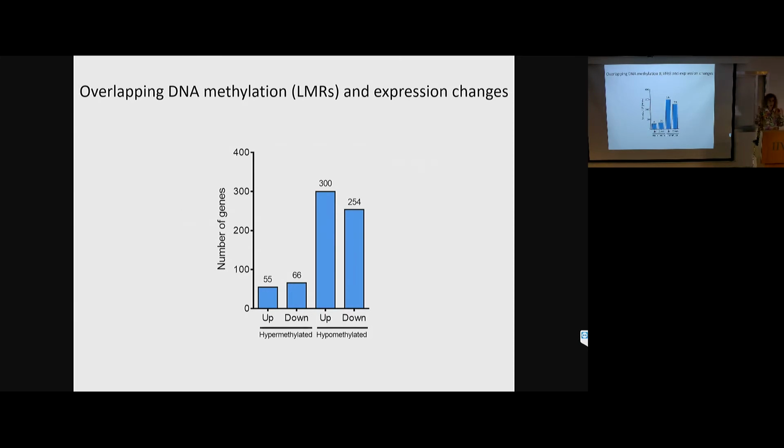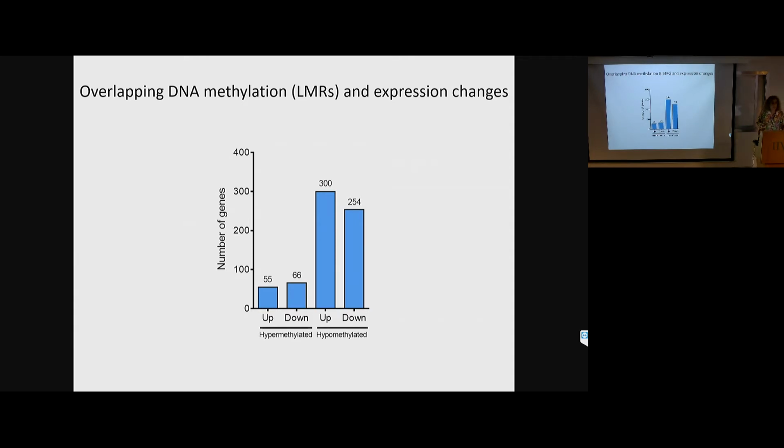And then we overlapped the data that we have from the RNA-seq and the whole genome bisulfite sequencing, and we concentrated mostly on the hypomethylated LMRs that were linked to genes that are upregulated in expression, simply because this is a more direct interaction that we can understand better.